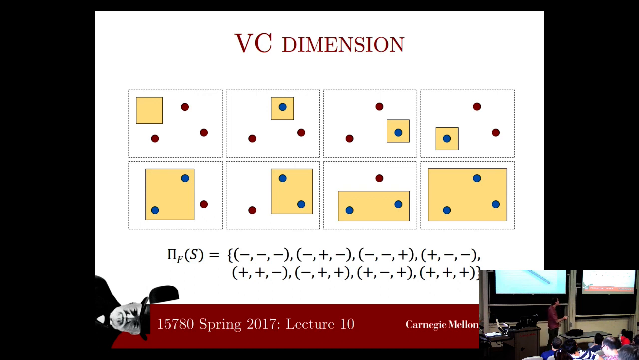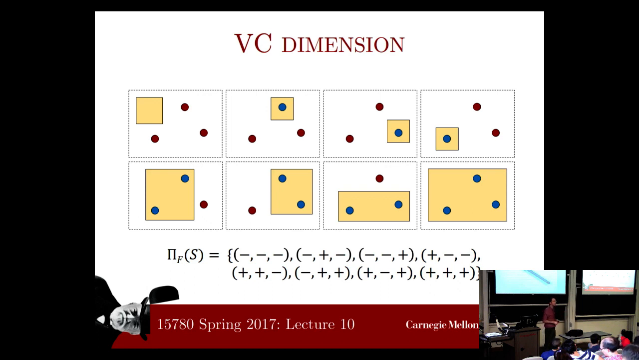Now notice that if I wanted to get this labeling, I could also take a much bigger rectangle. That would also work. So these 2 different functions actually give me the same labeling. But the important point is, I can construct every possible labeling with my function class on this set of examples. Is everybody okay with this definition and example?